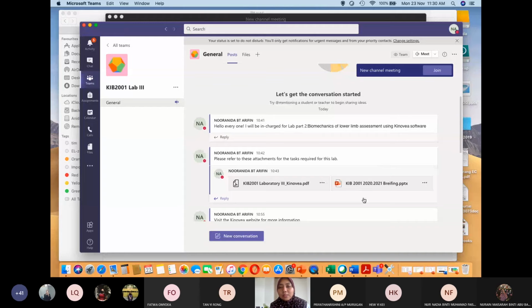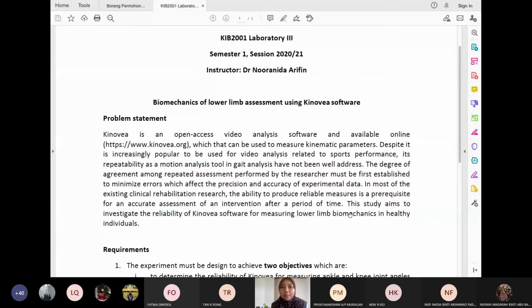Since this is going to be an online experiment, I've decided that you can use this Kinovia software, which you can install on your laptop and on your phone. You can refer to more information on this website here. It's an open access and free video analysis software.